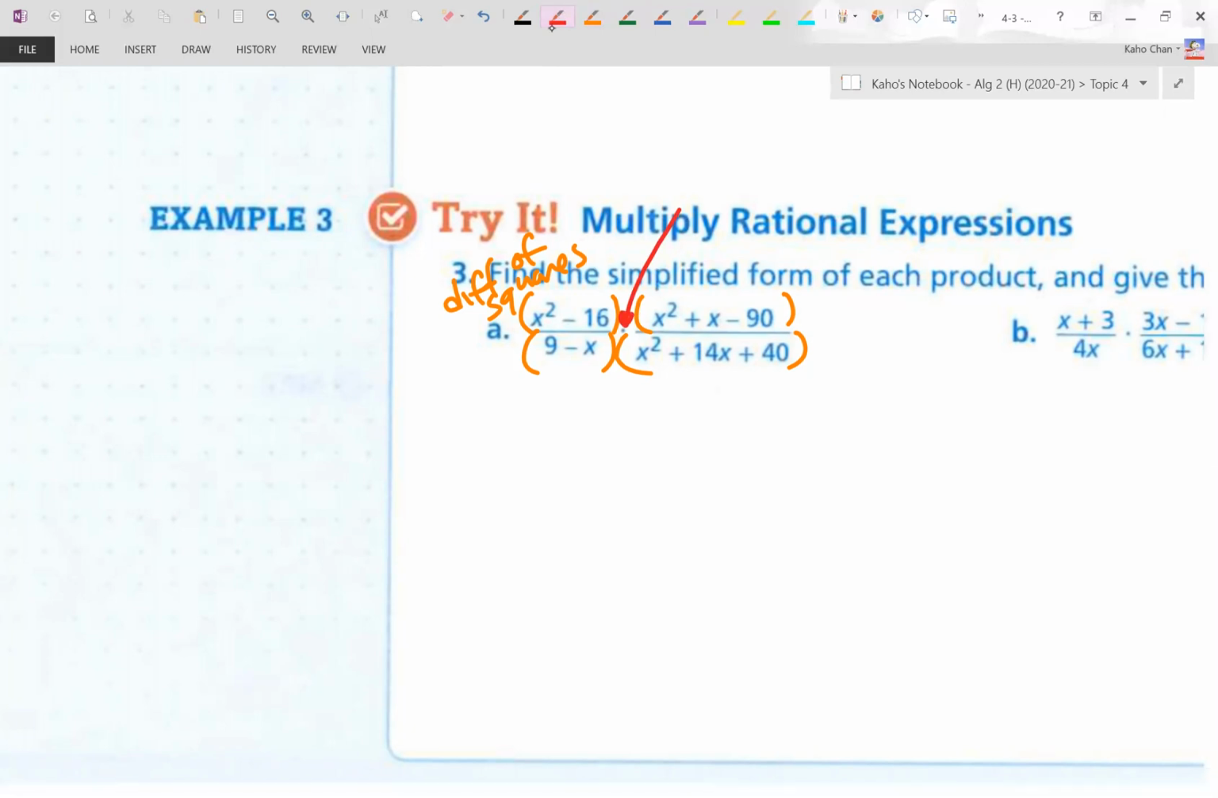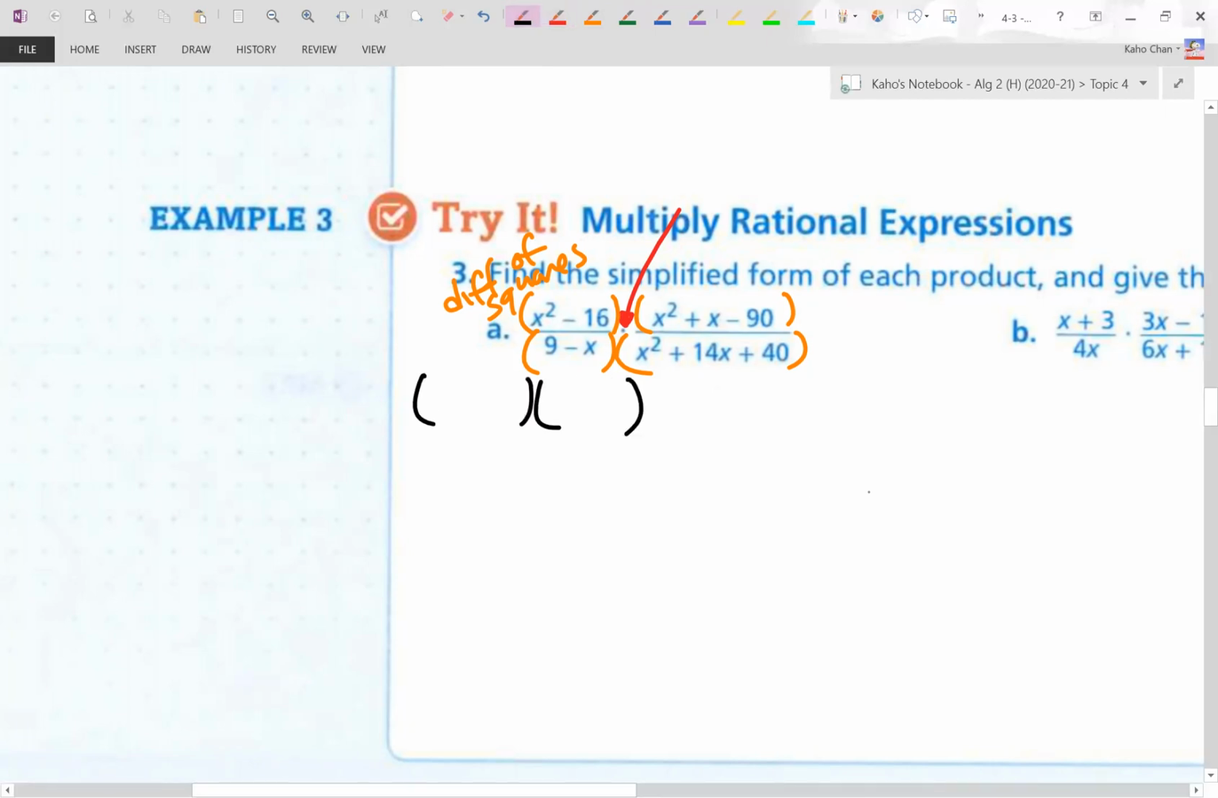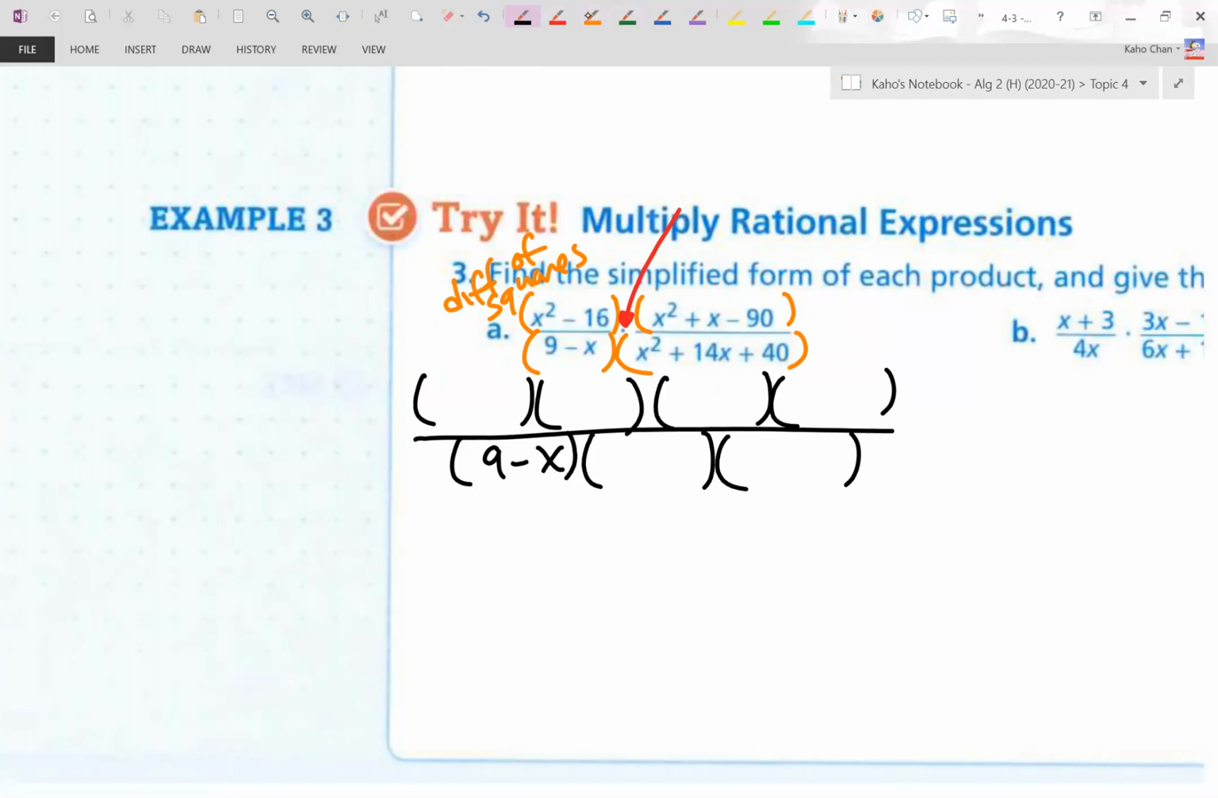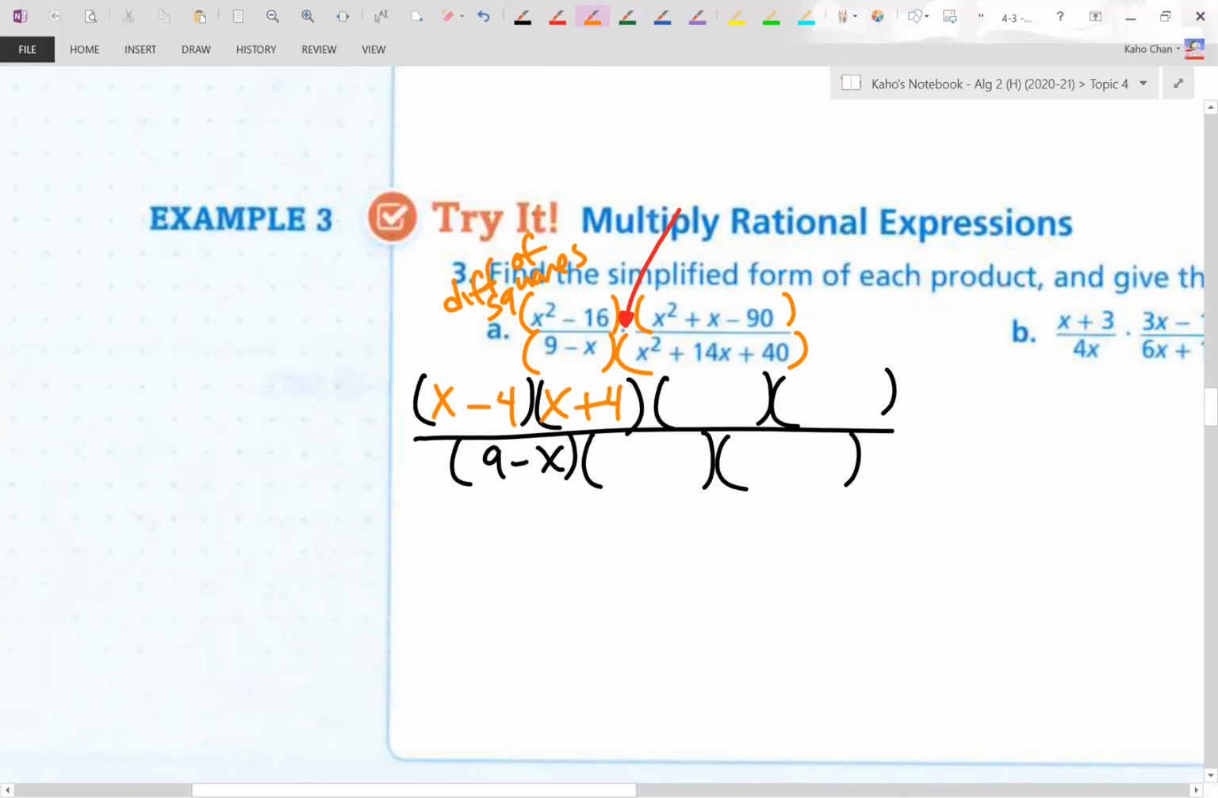Let's go ahead and break this down. So x squared minus 16 will be broken down because of the difference of squares. X squared plus x minus 90 is also breakdownable. 9 minus x, we'll take care of that in a minute. And the 4th polynomial can be broken down as well. So x squared minus 16 is definitely a difference of squares, and that will give me x minus 4 times x plus 4. That was easy.